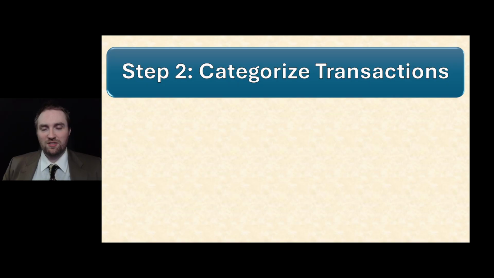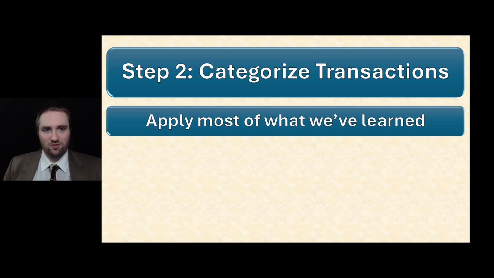Step 2 of the bookkeeping cycle, categorize transactions. Categorizing transactions makes up the bulk of bookkeeping work. In fact, this is where you'll apply most of what you've learned in this course. If you remember the acronym MAC, M-A-C, as well as the other 2 journaling details, date and description, this is the part of the cycle where you'll begin to actually record transactions with this information.